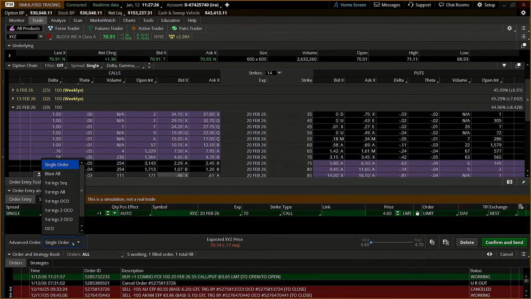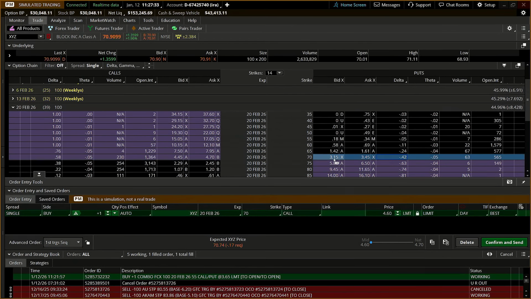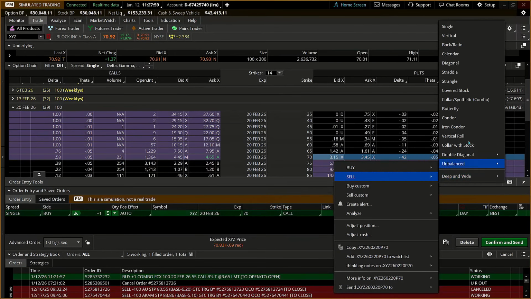Well, we're going to come down here and say single order, first triggers SEQ. What are we adding? We're going to sell the 70, like we did in the previous example. But we're also going to buy a put, just like we talked about with cash secured puts. We said we're going to sell the put and then buy a put with a blank delta or less. What was the number that we gave? If we fill in the blanks, it was a delta of 10 or less.